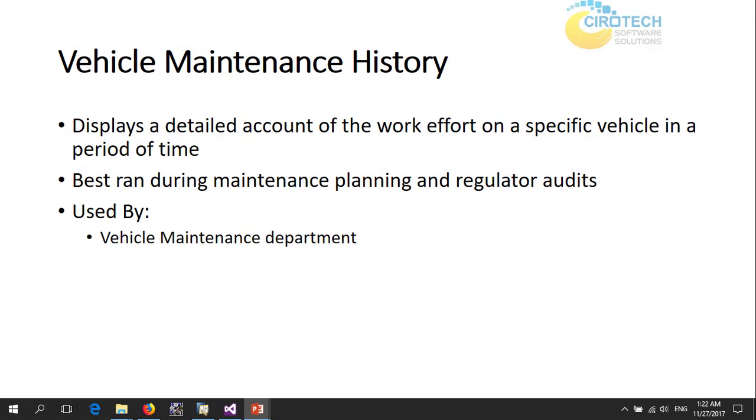Vehicle maintenance history shows us a detailed account of the work that has been performed on an individual vehicle, and this is normally run during audits when you've got auditors on site who want to see whether you've got records for maintenance of your vehicles. It's also used during maintenance planning to look at whether vehicles need a major service, for instance.